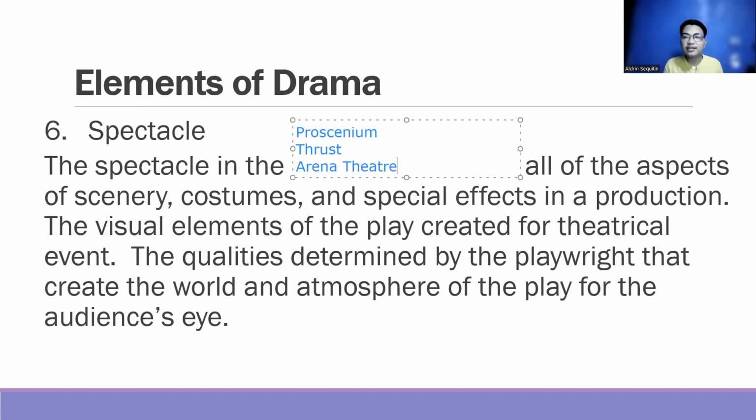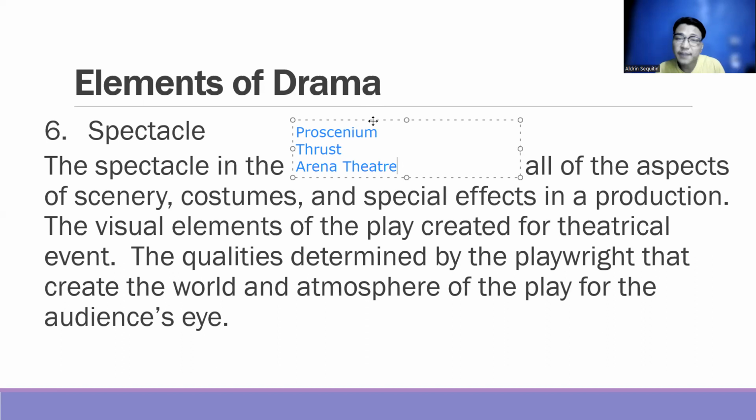So an arena theater is surrounded by the audience, meaning you can see everything on the stage. The stage is also elevated so that everyone can see what is happening on it. Okay, so that is the difference between the different types of stages used in a theater.